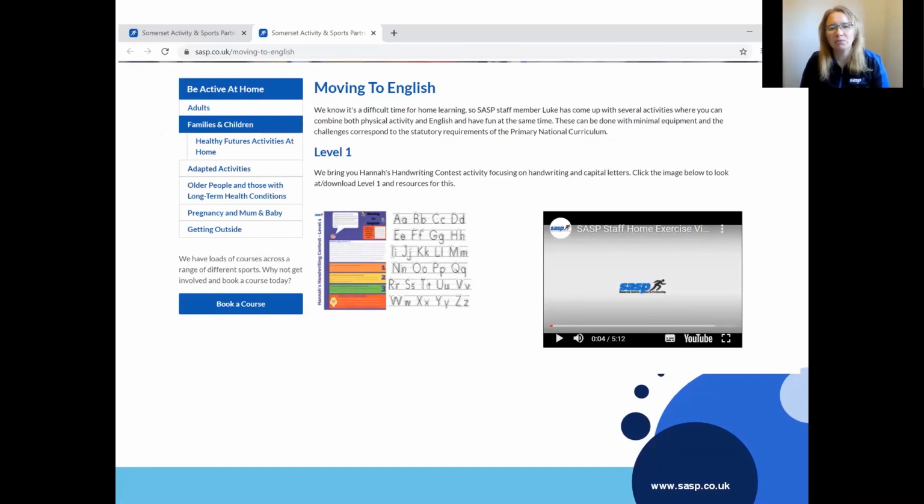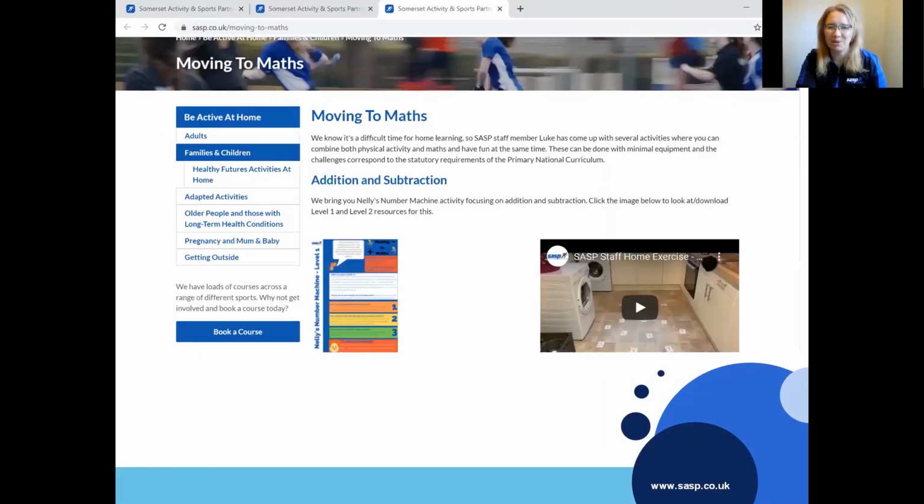Okay, we also have some resources that were put together through the first lockdown that are used for Key Stage 2 and Key Stage 1, and we have some Moving to English resource that you'll find on our website, and you'll also find Moving to Maths.